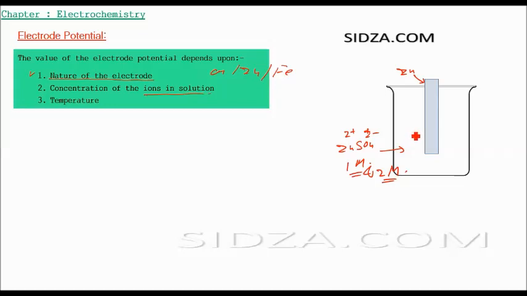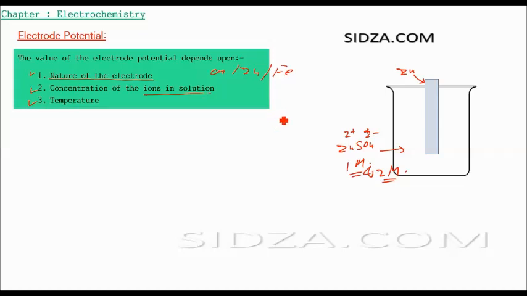Later we will discuss how much it can change. We have an equation for that, the Nernst equation, which we will discuss later in this chapter, showing how much the concentration can alter the electrode potential. For now, simply remember that electrode potential depends not only on the nature of the electrode but also on the concentration. Similarly, temperature also has an important role.